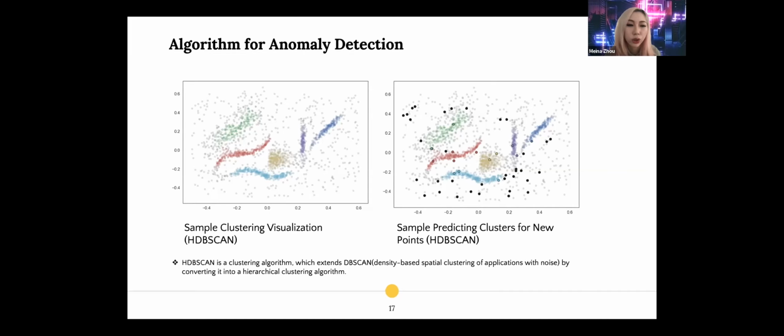On the left-hand side, the graph is showing what it looks like once you have built the sample clustering: all those colored clusters are the clusters you have, and the gray dots are the noise. On the right-hand side, you can see some of the dots are black because they are classified as noise, but some of those dots are labeled in color, meaning they are classified into each of those clusters.